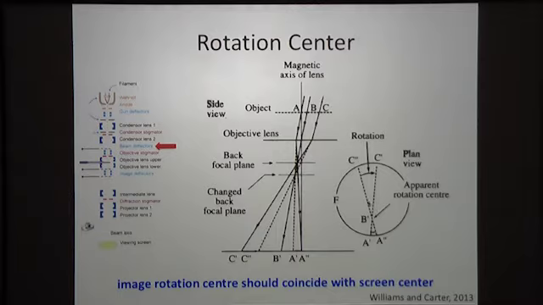because that means then that your beam is going down the center of the optical axis. And what you should see is that something that's in the middle of your screen will stay centered, and things on the edge of your screen will rotate a little bit. So this is what you do when you adjust the rotation center.